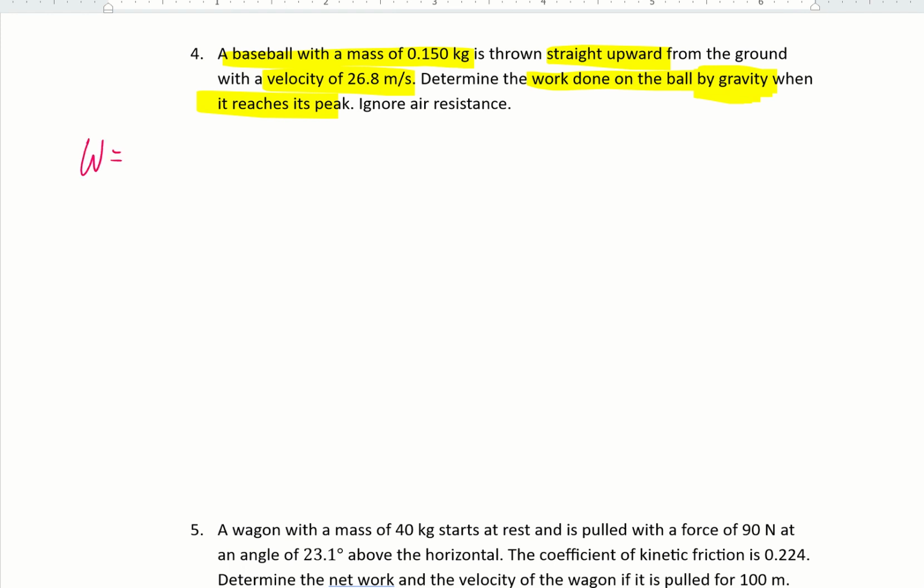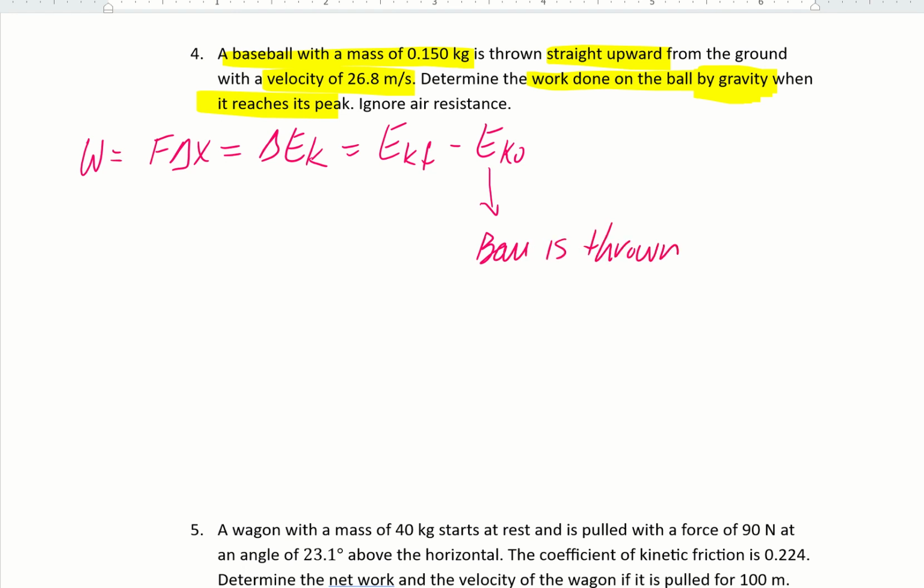Okay, so work equals force times displacement, but it also equals change in kinetic energy, which is EK final minus EK initial. So my initial is when the ball is thrown, and my final is going to be at the peak. And you should know that at the peak, the velocity is going to be 0 meters per second. So at the peak, my kinetic energy is also going to be 0 joules.